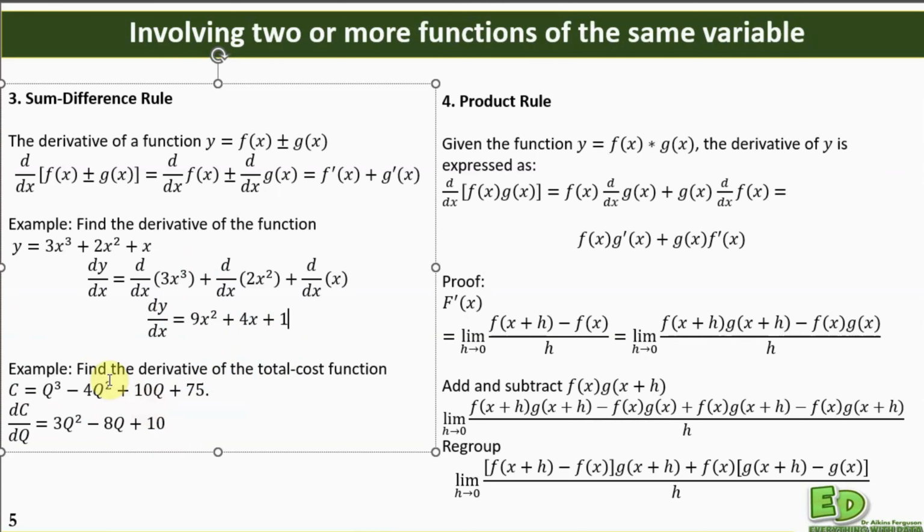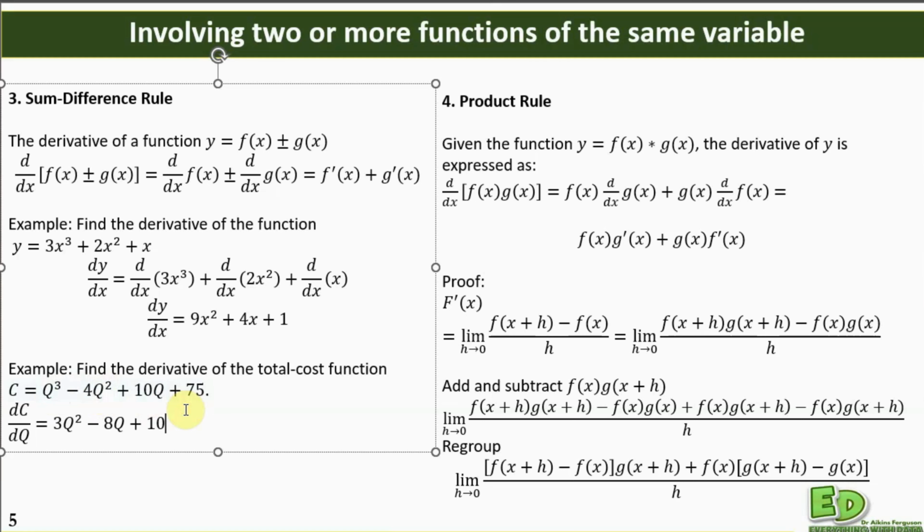Say we've been given an example like: find the derivative of the total cost function, which is q cubed minus 4q squared plus 10q plus 75. We are being asked to find the derivative of the total cost function here. This is the total cost function. So what is it telling us? It's just telling us that we're going to differentiate the total cost function, which is C or TC, with respect to quantity. I hope you can see that quantity Q here.